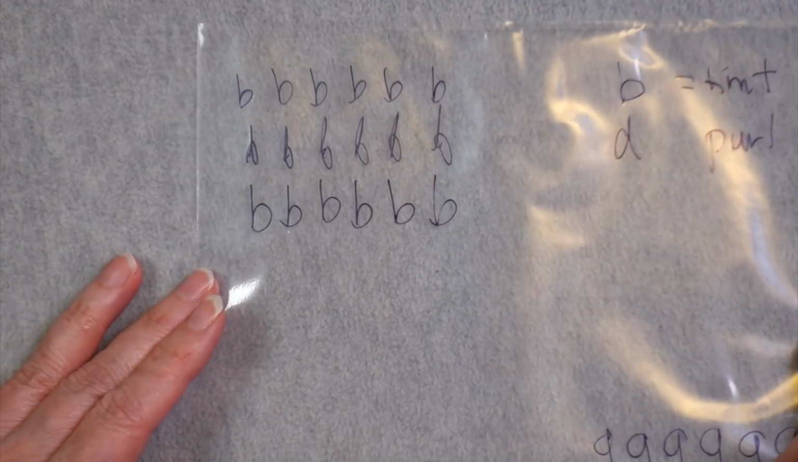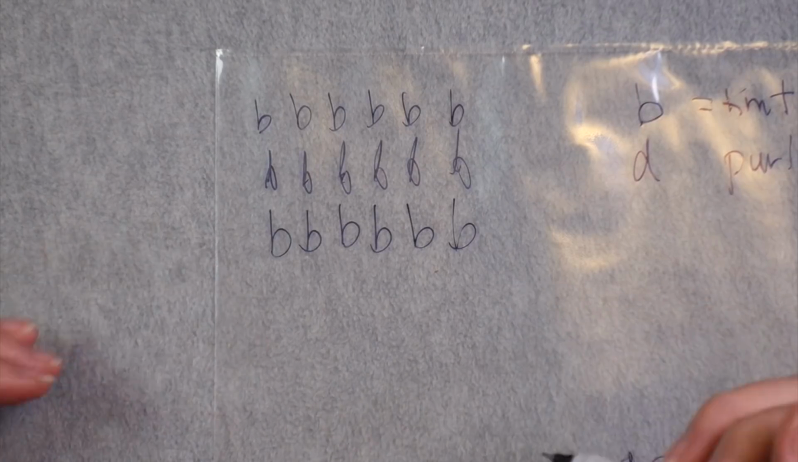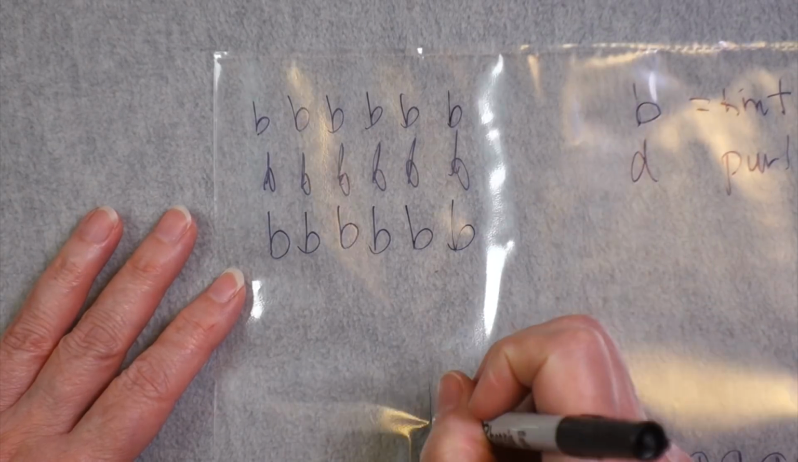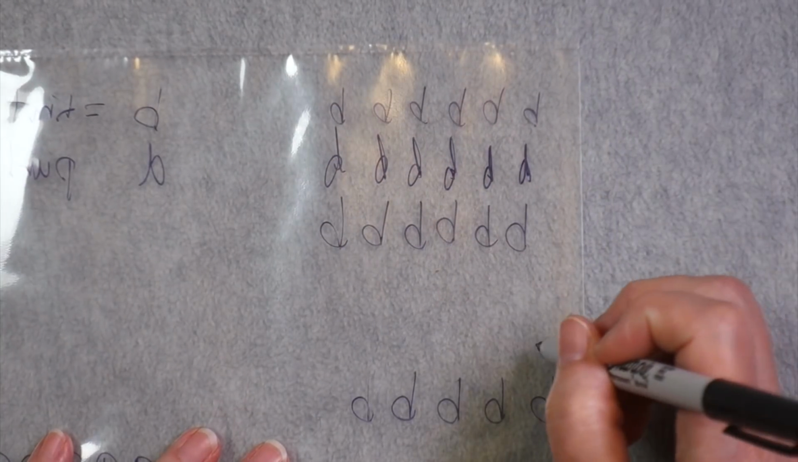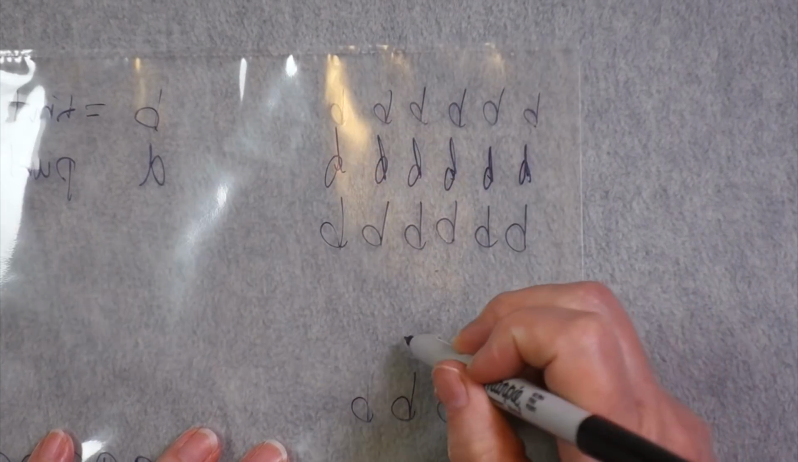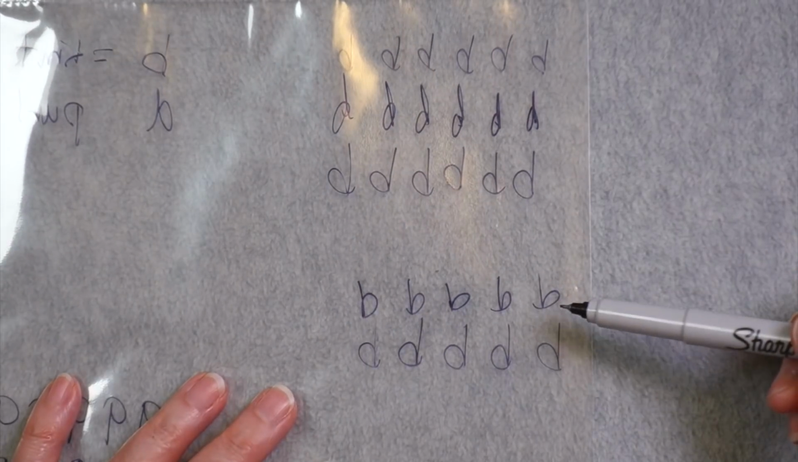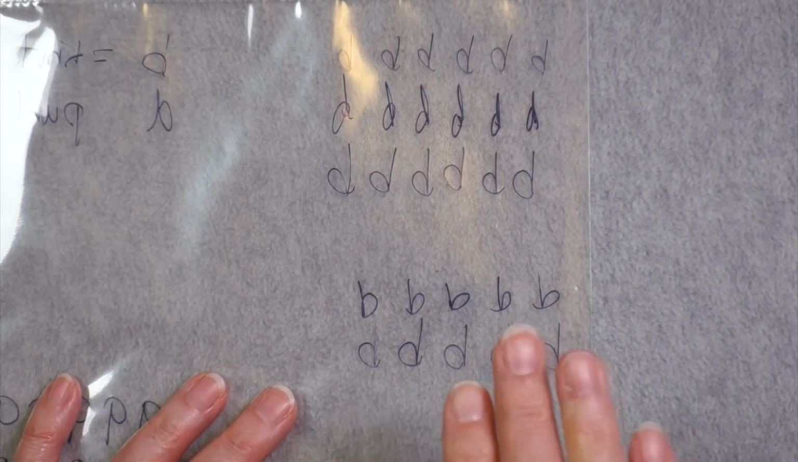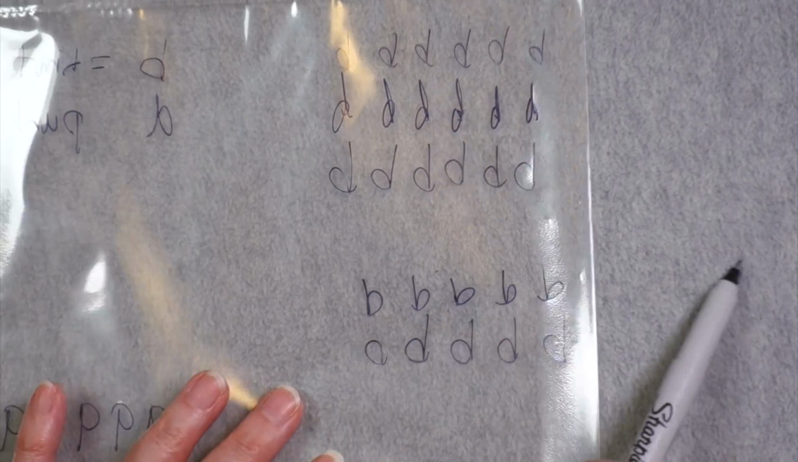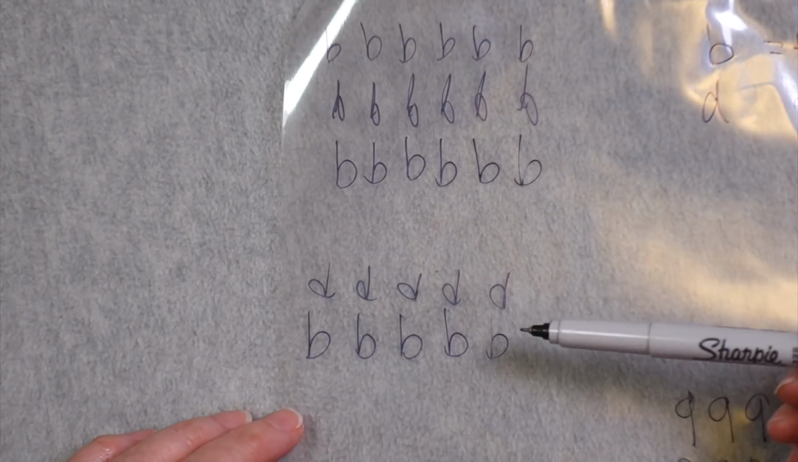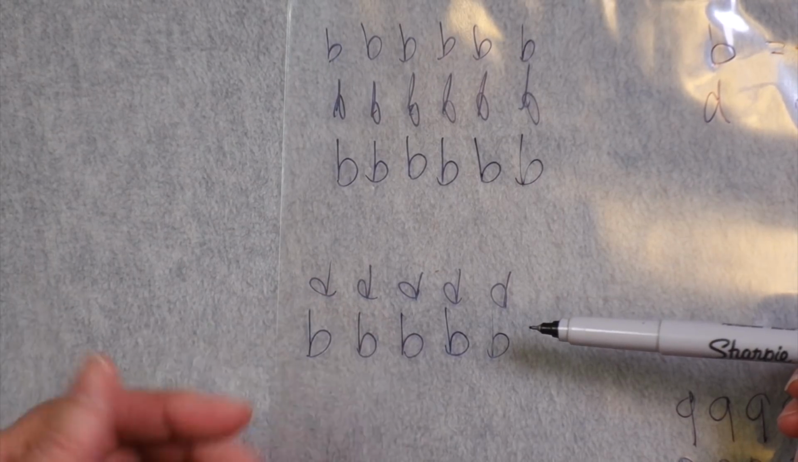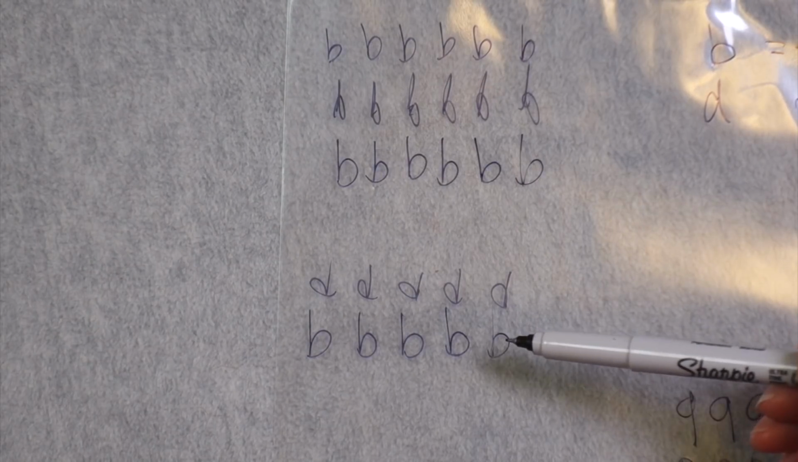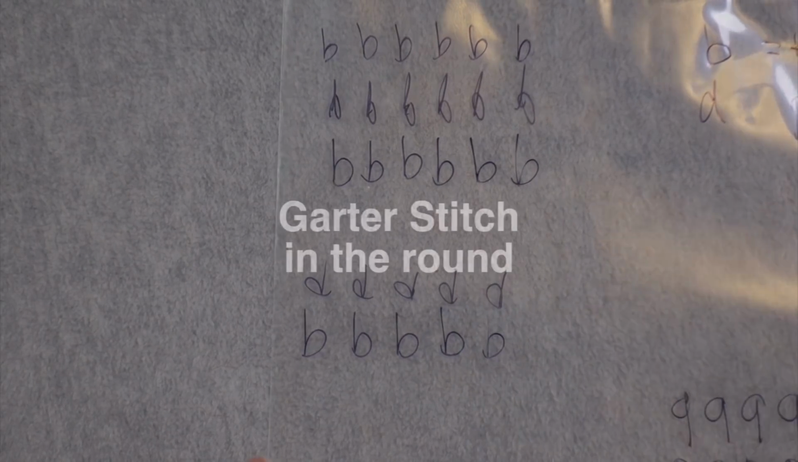So let's look at what happens with garter stitch. When you're working garter stitch flat, you knit every row. So when we turn it over to the other side and we're still knitting another row, you can see that they are opposite from each other with respect to this face of the fabric. That means that when you knit garter stitch in the round, and this side is always facing you, you're going to alternate a round of knits with a round of purls.